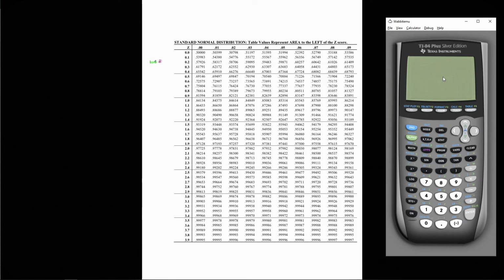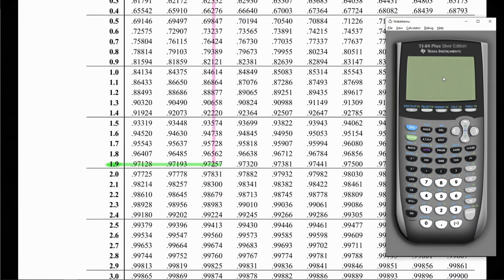So first we find 1.9. So we come over here, we say, well, 1.9 is right here. And then we find 0.2. 0.2 is right here. And we find this point where they cross. So we come like this, and we come like this. And we find that they cross at this value right here.